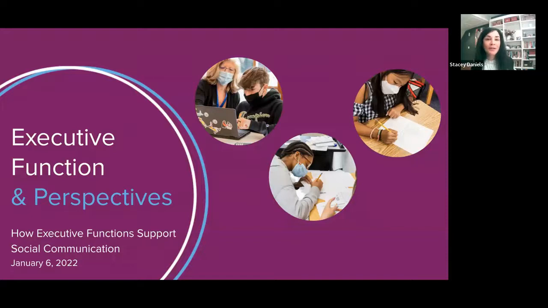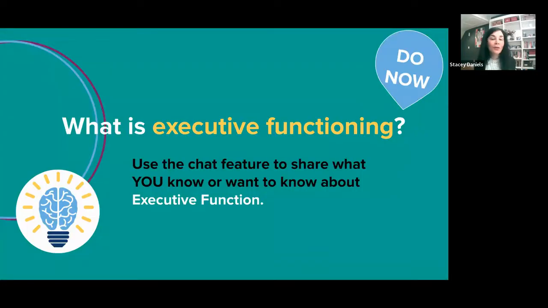So while we're just waiting for people to funnel in, we have a few interactive slides to show you, and I'll also go over a bit of the protocols. But while you're waiting, if you want to use the chat feature, and we can go take a look at some of the answers, please enter in the chat what is executive functioning and share what you want to know about it or what you think about when you hear that term. And I'll go ahead and read off some of the answers once we get some of those.